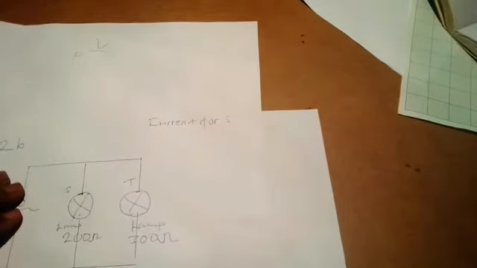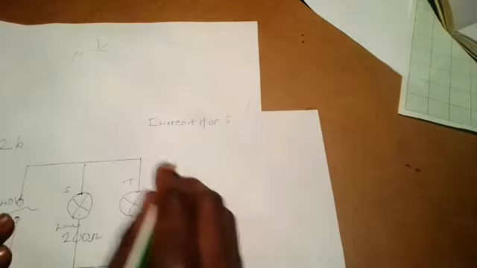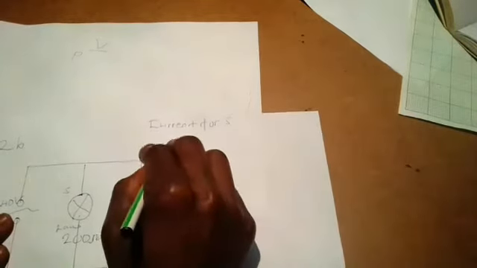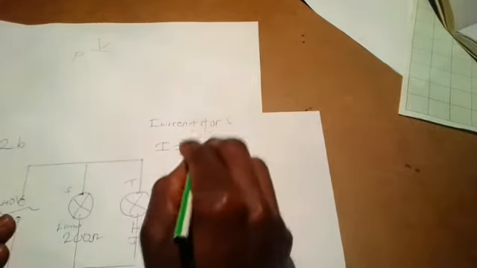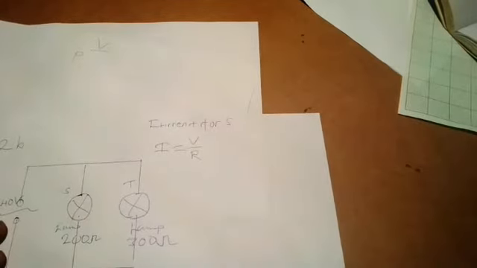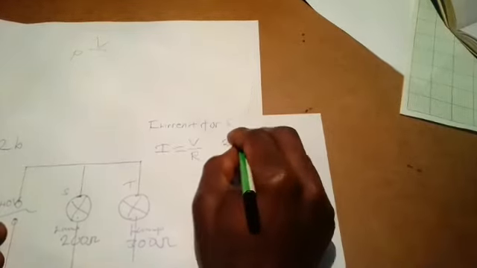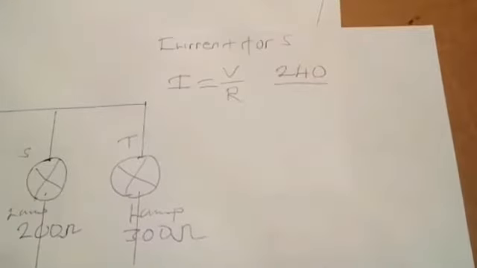So how do we calculate the current for lamp S? We say current is equal to voltage over resistor. So what is our voltage? The voltage is 240. So we're going to say 240 divided by, since they are saying for lamp S, so what is S?